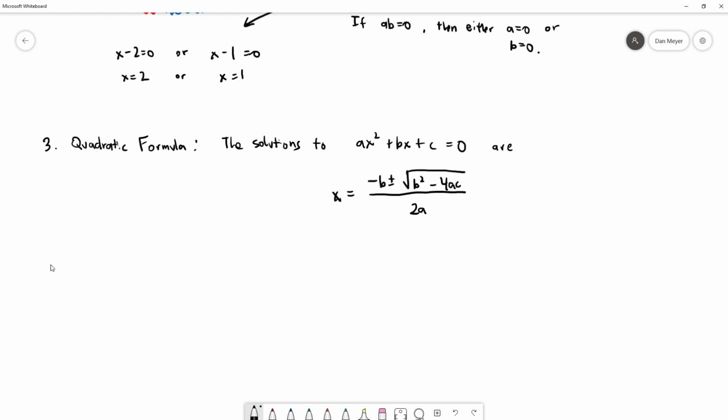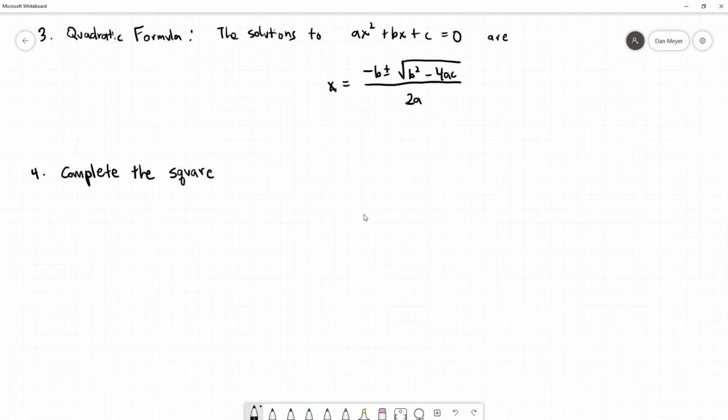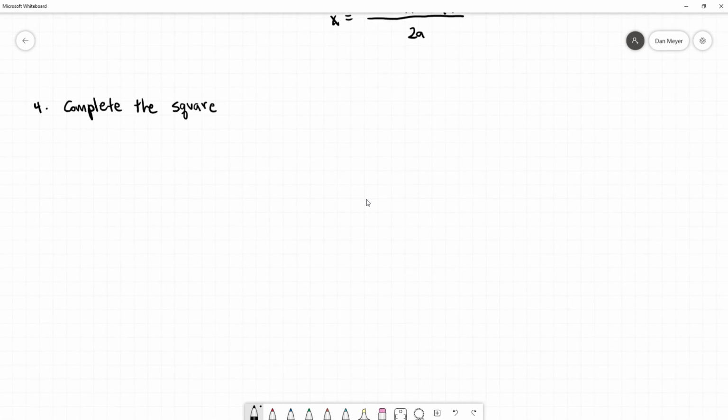And then the last method for solving quadratics is called completing the square. This is more of a process. I guess the quadratic formula is a formula. Completing the square is a process, and it's a pretty challenging process. I'm going to let the ladies in the video show you the process. The motivation for the process is what I wanted to show you tonight.